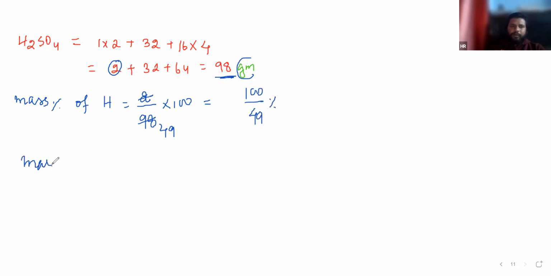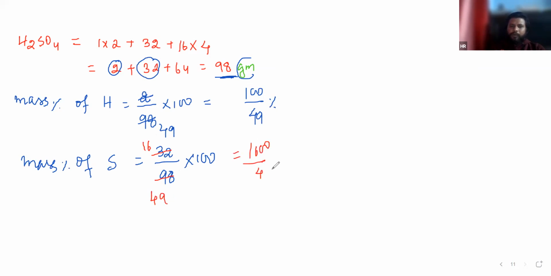Now mass percent of sulfur, how much sulfur is present? 32. What is the molar mass? Total mass 98 into 100. Now you can easily calculate, 2 times, it will be cancelled by 2 and it is 49, and you will have the answer 1600 upon 49%.